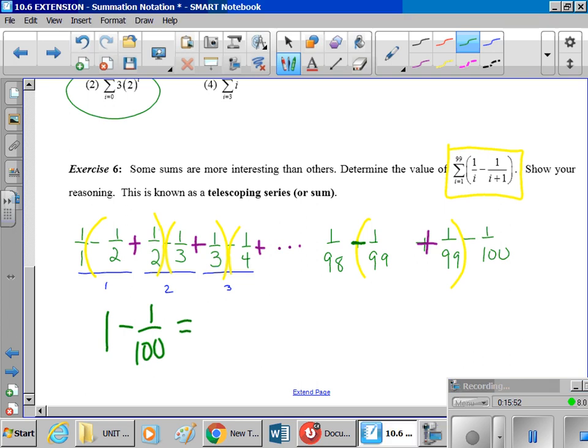But anyway, so this is just equal to 99 over 100. So I thought it was pretty cool. I like that question.